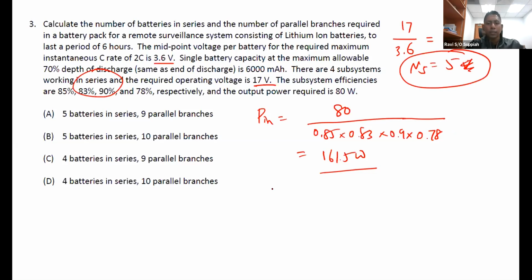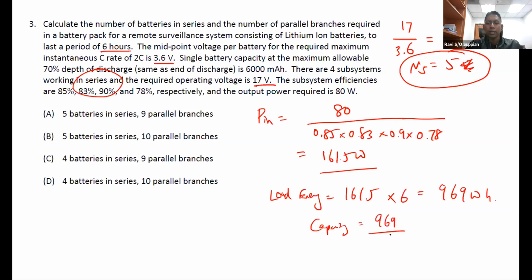Okay, so you have the power. In terms of the capacity, the load energy is 161.5 multiplied by the number of hours that you need to operate, here 6 hours. So that will give you 969 watt hour. So the capacity would be 969 divided by 80. With that, we can say that the requirement is 53.8 ampere hour.